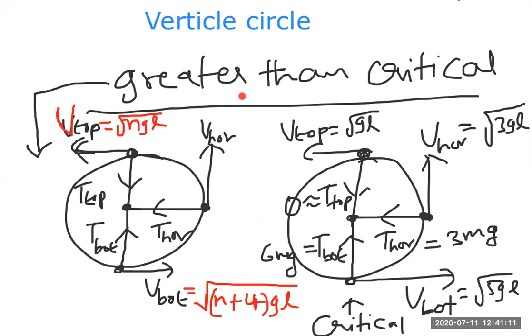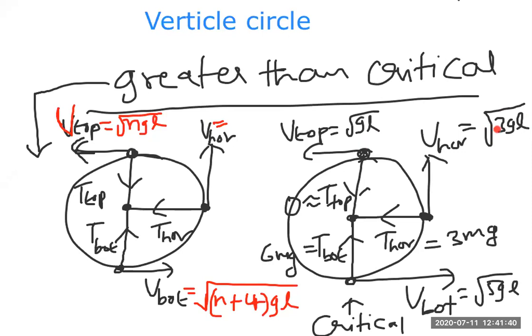Now let us discuss the remaining things also here. Velocity at horizontal. Similarly, what happens to velocity at horizontal? Let us find. I'll explain each and everything better. What is the velocity at top? Here root gl. Compared here, n value means 1. Horizontal means I am having root 3 gl. In critical, we already discussed in the last class, it is root 3 gl.